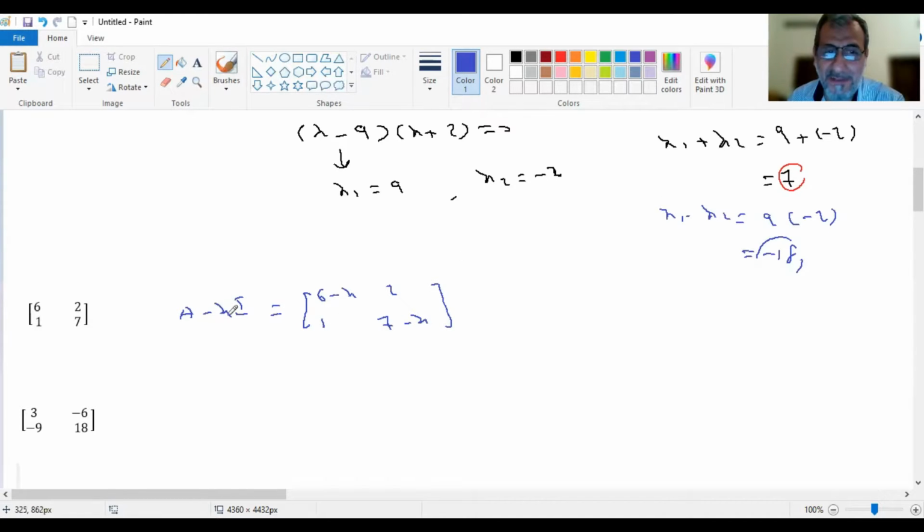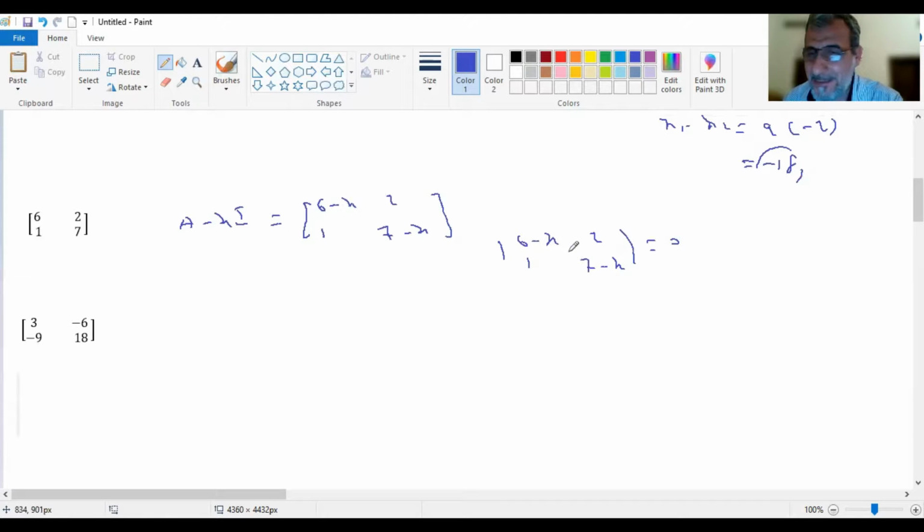Lambda is an eigenvalue if the determinant equals 0. What's the determinant of this matrix with 6 minus lambda, 2, 1, and 7 minus lambda? It equals 6 minus lambda times 7 minus lambda, minus 2 times 1, which is 2, equal to 0. So lambda is an eigenvalue if this determinant is 0, meaning the matrix is singular.